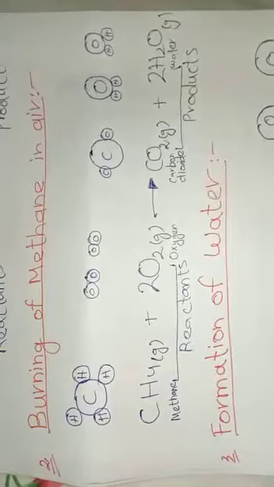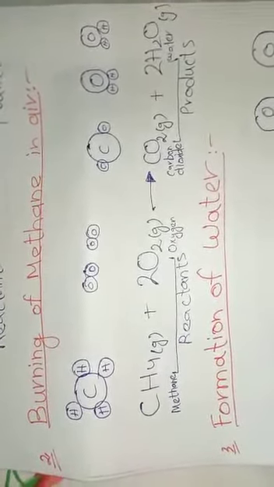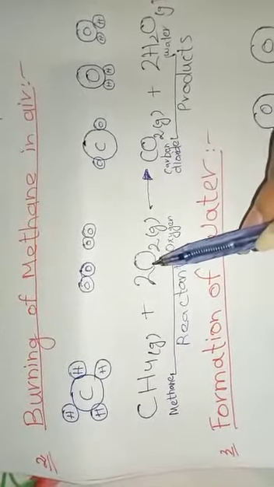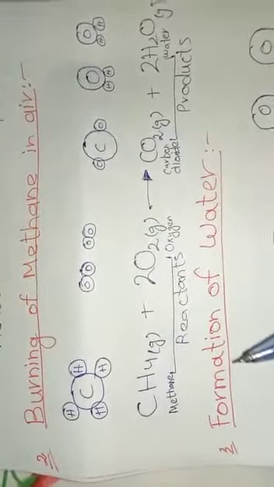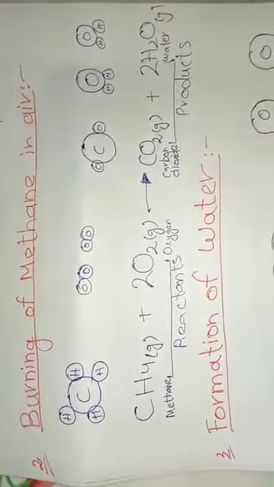8th class. Now here we will discuss the second example of a chemical reaction, that is, the burning of methane in the air. So class, in that reaction the methane reacts with atmospheric oxygen. Now class, as you know, the process of burning takes place in the presence of oxygen.